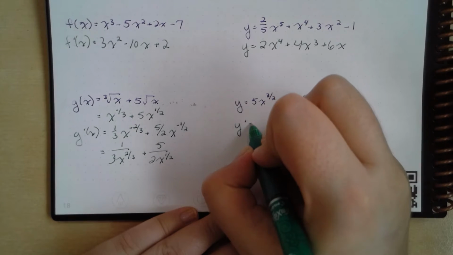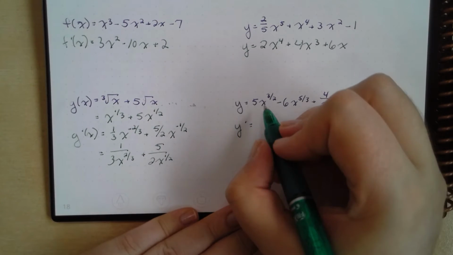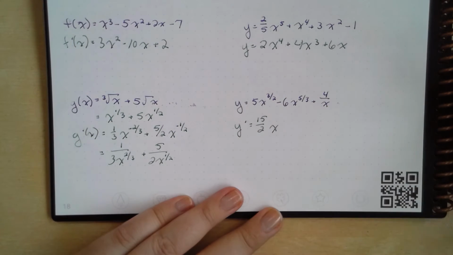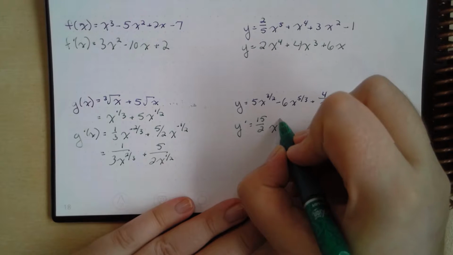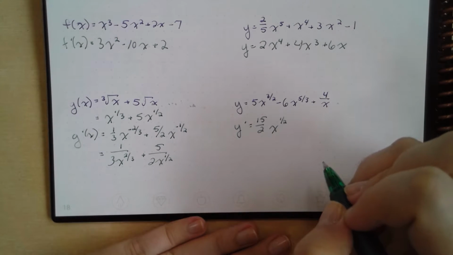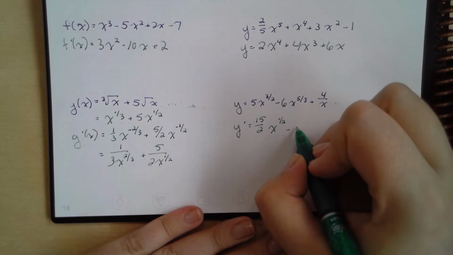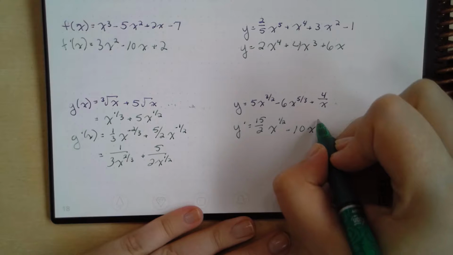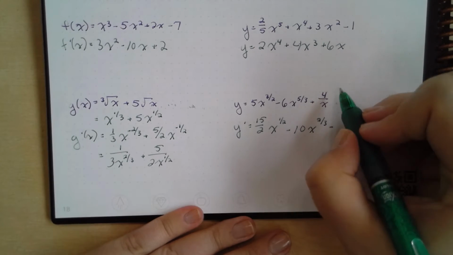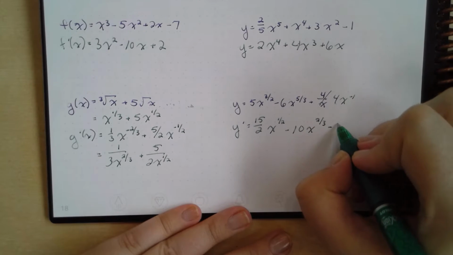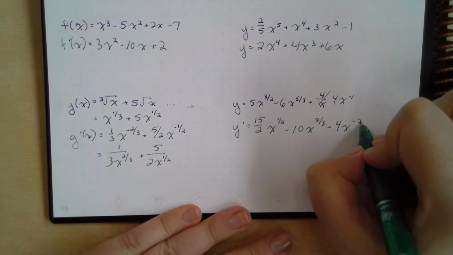And here, y prime is equal to, that's 5x to the 3/2, so that's 15/2 x to the, looks like we're going to have 1/2, not negative 1/2, just 1/2, right? 3/2 minus 2, yep, I got that. All right, minus 30/3 is 10, x to the 2/3, minus, and this is actually 4x to the negative 1, so this is going to be minus 4x to the negative 2, right?